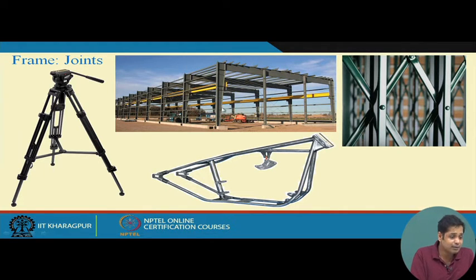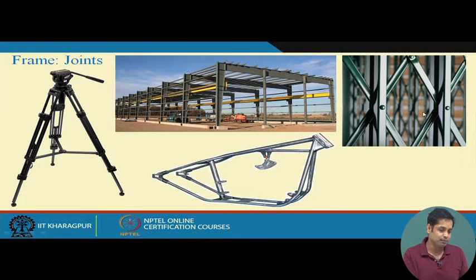But in this case, you see, this is a factory shed. This is a frame, but this frame is not pin jointed. This joint is a rigid joint, so no rotation is allowed at this joint. So the joint between these two members is a rigid joint. If you take the frame of a cycle, this is a frame, and these joints are also rigid joints. There is no rotation allowed in these joints. All are rigid joints.